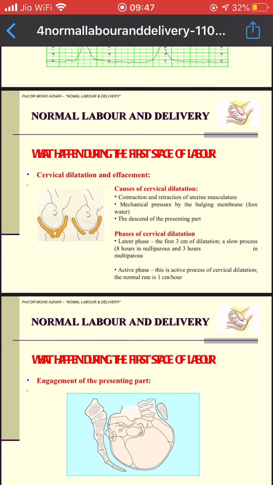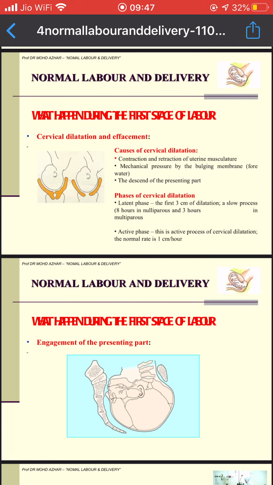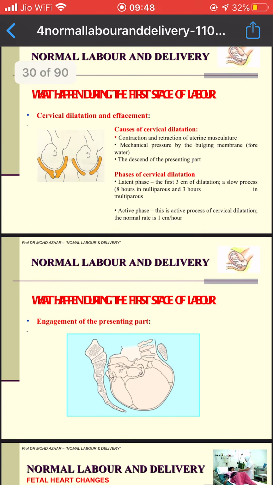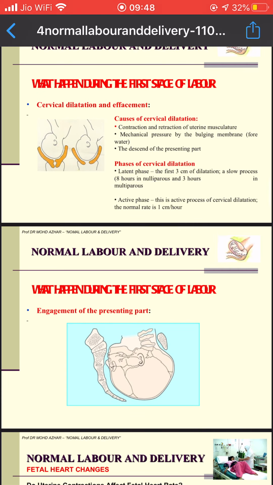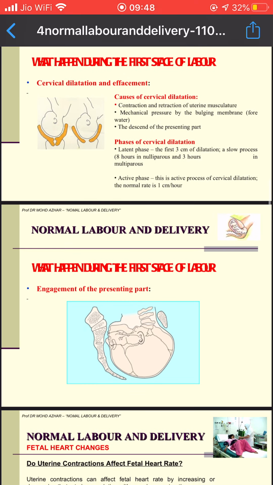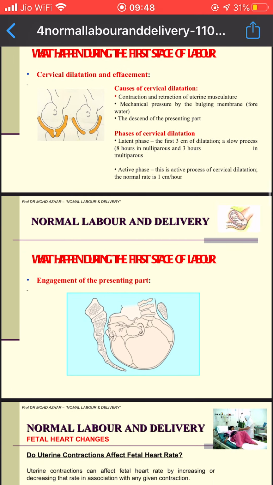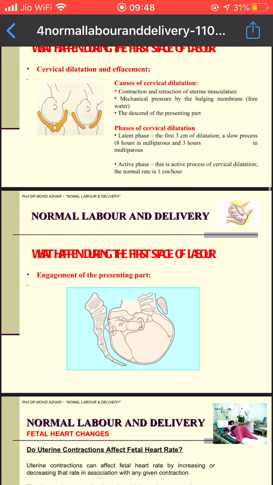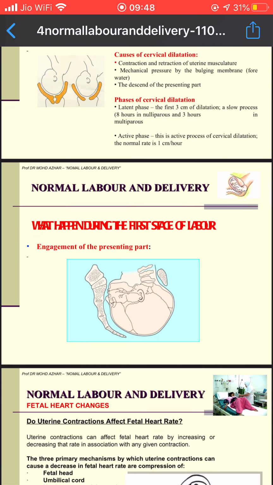Now, what causes the cervical dilatation? Contraction and retraction of uterine musculature, mechanical pressure by the bulging membrane, and the descent of the presenting part. Phases of cervical dilatation: the latent phase is the first 3 centimeter of dilatation. It's a slow process and takes time, 8 hours in nulliparous and 3 hours in multiparous. The active phase is the active progress of cervical dilatation. The normal rate should be at least 1 centimeter per hour.